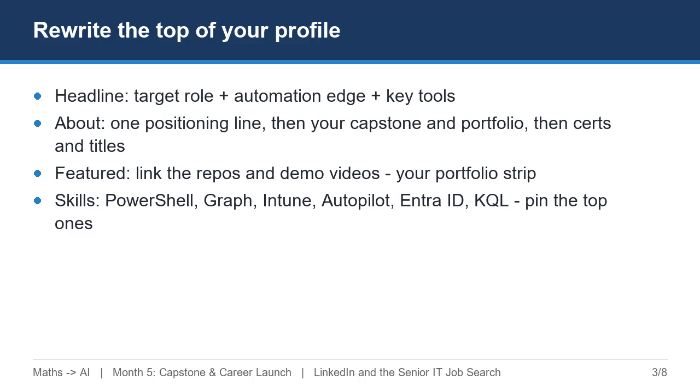Start at the top. Your headline is the most searched field, so name the role you want, your edge, and the key tools, something like: Endpoint and Systems Engineer, PowerShell and Microsoft Graph automation at scale, Intune, Autopilot, Entra ID, KQL. Your about should open with one positioning line, prove it with your capstone and portfolio in quantified language, then name your certification path and target titles.